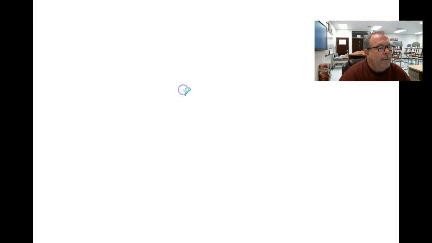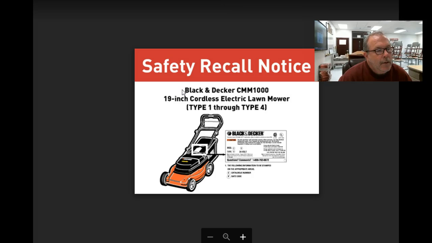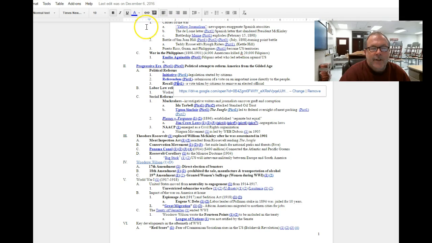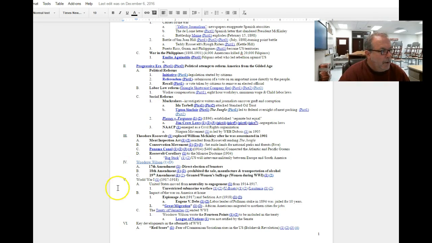And the third political reform of the Progressive Era was called recall. And here you see a recall of a lawnmower part, but one of the reforms of the Progressive Era was that citizens could remove an elected official by forcing another election. And the person that the people were attempting to remove could run again, but many times was defeated in the re-election. This concludes the Progressive Era political reforms.